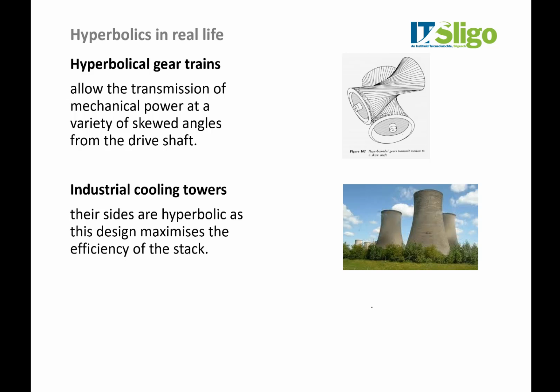Industrial cooling towers. These sides are hyperbolic in shape, so they're governed by the functions we were discussing. And the reason for that is it's the most efficient way of accelerating the gases. It gives the gases the most acceleration to get them right up high into the atmosphere. These are cooling towers though, so really what they're ejecting is water. So you'd see loads of what looks like smoke coming out, but it's actually just steam, usually off nuclear reactors.